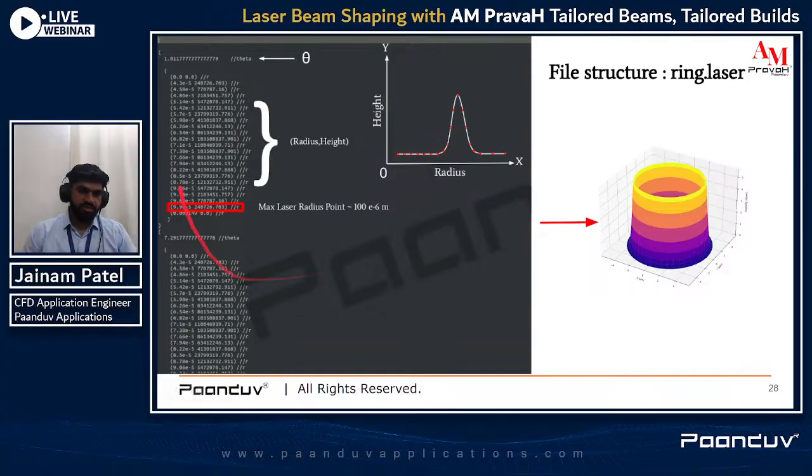So on this image, this one is a laser shape file. I have created the ring shape by using this laser shape file. So we can see that there's a theta. I have taken the theta as 1.011.